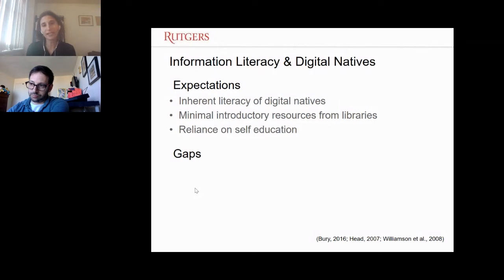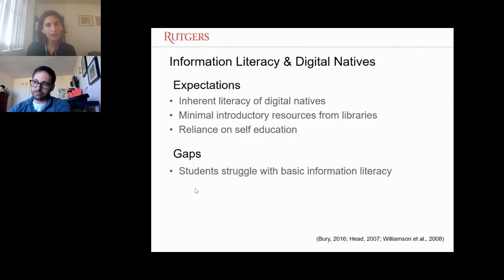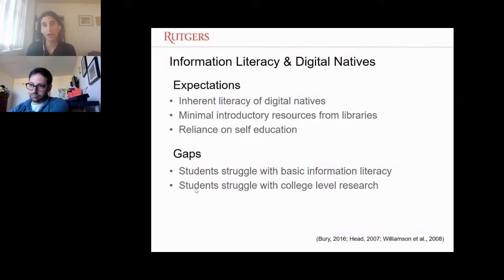However, there have been consistent gaps found, and so students struggle with basic information literacy across the spectrum, from bachelor students to PhD students. In terms of basic information literacy, this goes back to not being able to talk about the context, to properly apply sources and to evaluate those sources, and students are struggling with college-level research, again, at all areas. It's been found that the first place students go is Google for research.